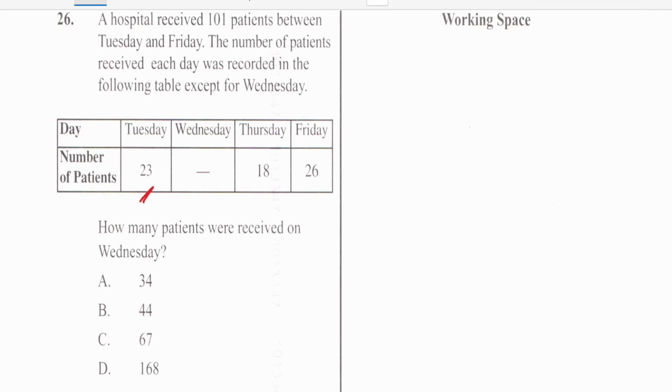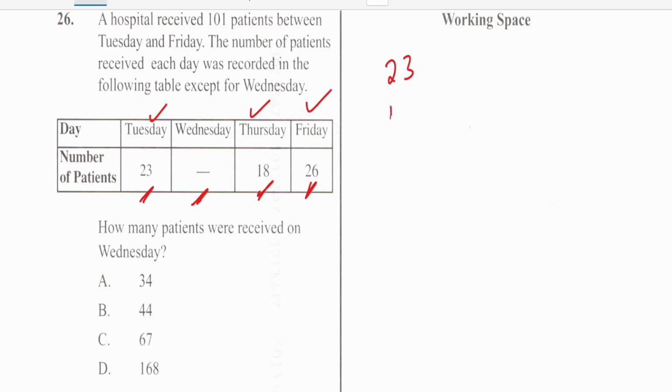So the sum of all of these patients is 101. The number of patients received each day was recorded in the following table except for one day. How many patients were received on Wednesday? So let's find out the total number of patients that were received on Tuesday, Thursday, and Friday first.